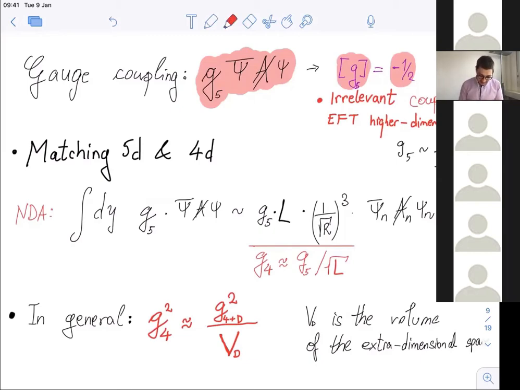So the matching is done by performing the integral over the extra dimension. And then we simply derive this relation.